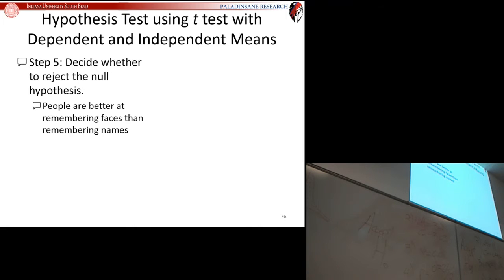And look at the difference here. We had the exact same data, and when we analyzed it as a dependent means test, we ended up accepting the research hypothesis. When we analyzed it as an independent means t-test, we made the opposite conclusion. We accepted the null hypothesis. So in one analysis, we concluded there is a difference. In the other analysis, we concluded that there is no difference.